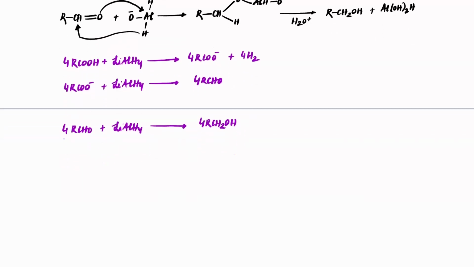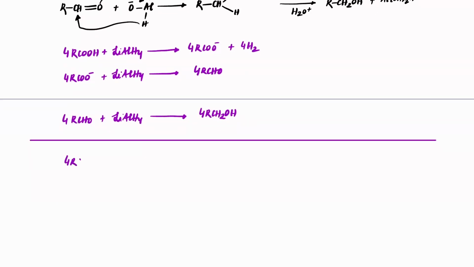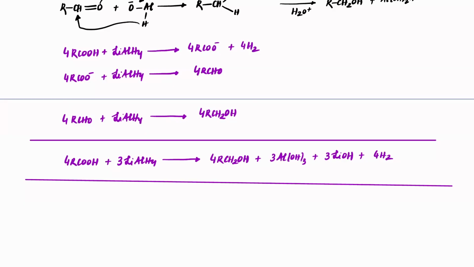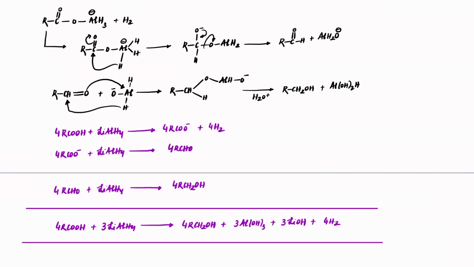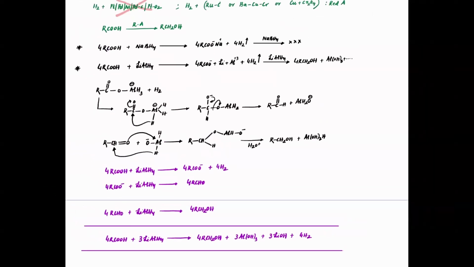This way. So now if I write the overall reaction, everybody, check out the overall reaction. The overall reaction is 4 moles of acid plus 3 moles of lithium aluminum hydride, which will eventually give 4 moles of alcohols and 3 moles of aluminum hydroxide and 3 moles of lithium hydroxide plus 4 moles of hydrogen. So stoichiometrically, this is the balanced equation. So overall, this is the reaction that is happening.